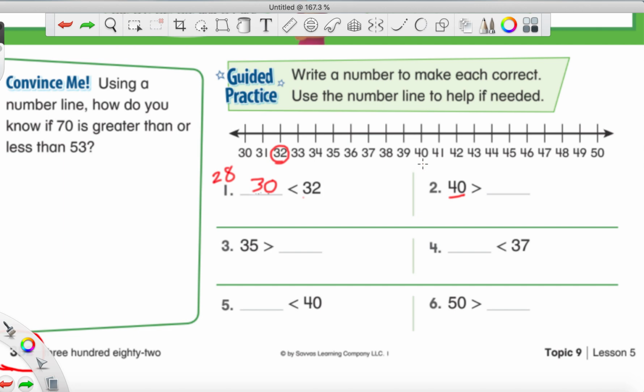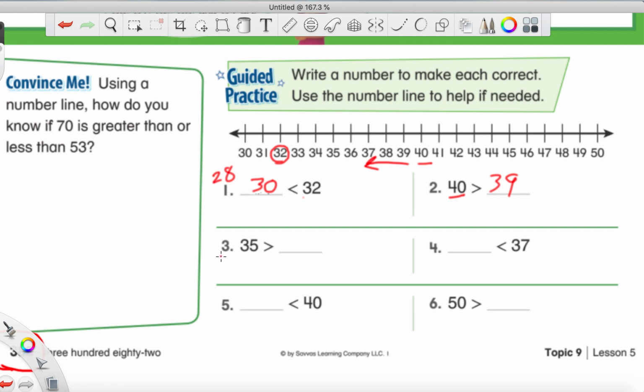So here's 40, and I just look on this side of the number line over here. I can pick any one of these numbers. So what I'm going to do is pick the number 39. It's one less, and it still makes this number sentence true. So 40 is greater than 39. And if it helps, you can even read this out loud to yourself to make sure that you did it correctly. So 40 is greater than 39. Is that true? It is true. So we did that the right way.